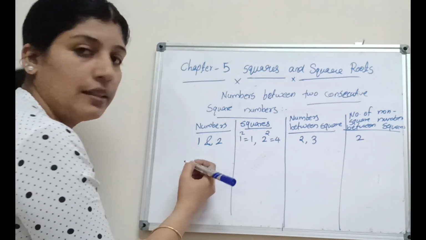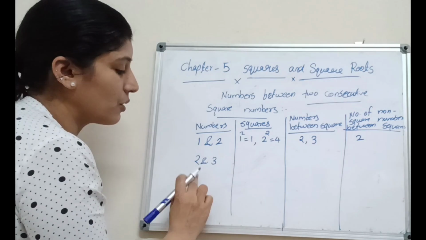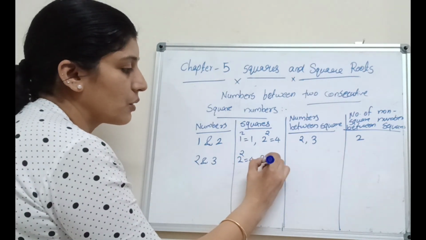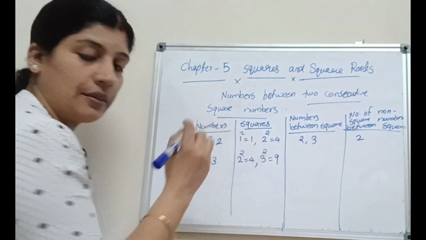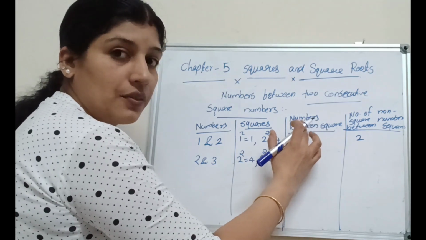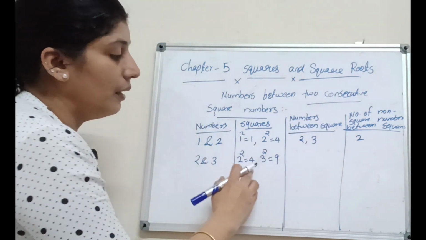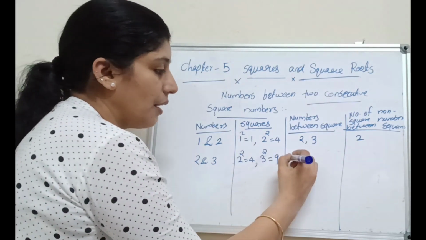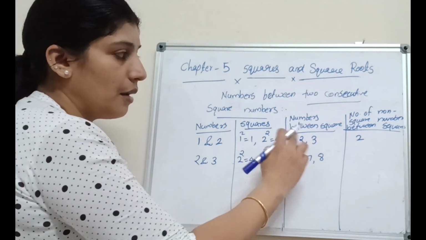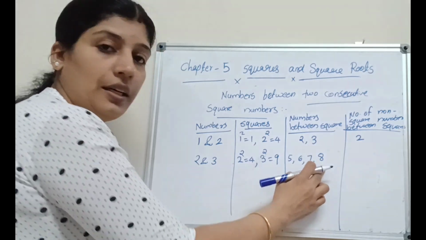Next, we can consider the other two consecutive numbers 2 and 3. Then considering the squares of these two consecutive numbers, 2 square is equal to 4 and 3 square is equal to 9. Next, we can check the numbers between these two squares. What are they? Between 4 and 9, the numbers are 5, 6, 7 and 8.